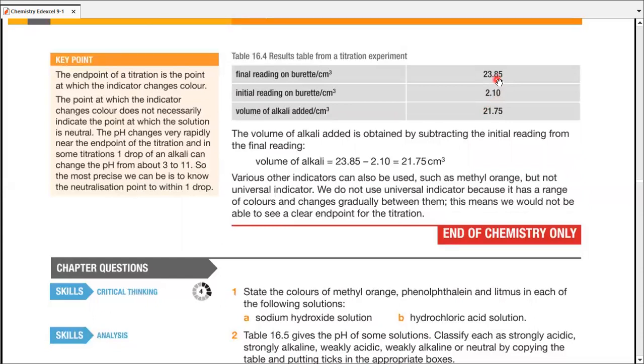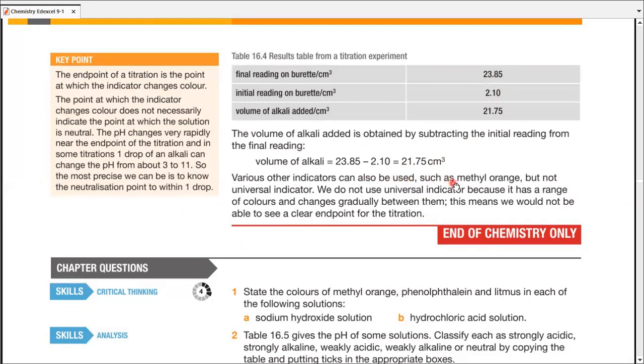2.10, 23.85, as I've said earlier, when you subtract them, you get the volume of alkali used. So 21.75 cubic centimeter is the volume of alkali used. After this, there is an entire set of calculations that we have taught back in chapter 6, but since you have skipped that chapter, you wouldn't know how to proceed with this. So let's stop right here. You don't know how to proceed with the calculations. Once we understand it, you'll know how to do it.